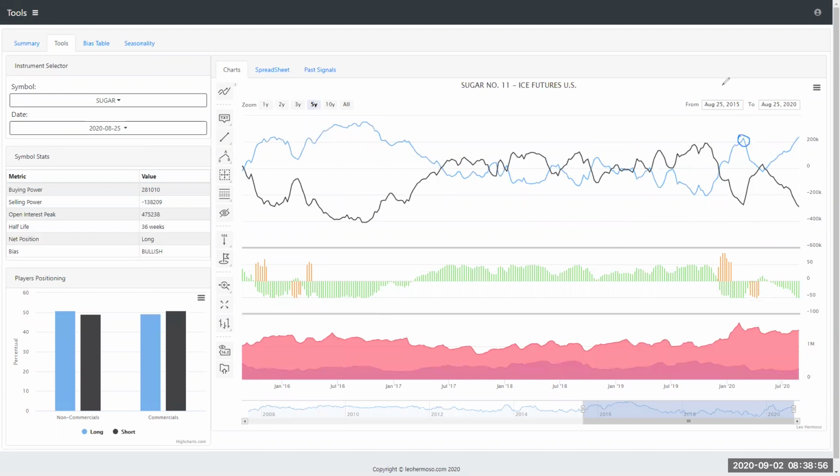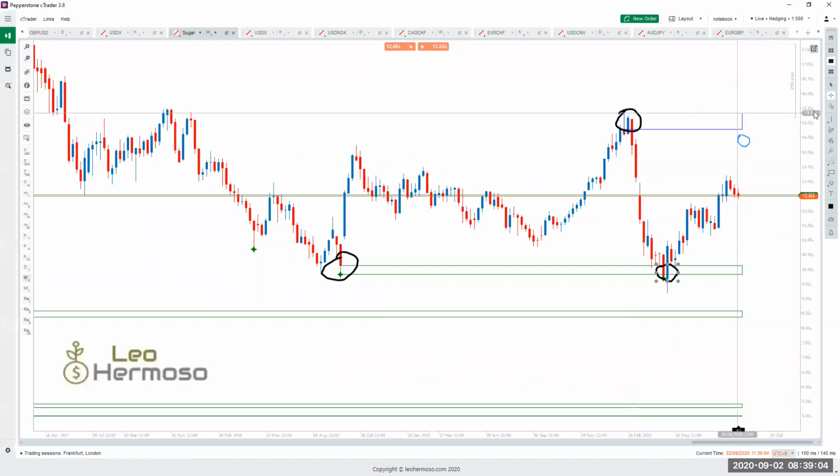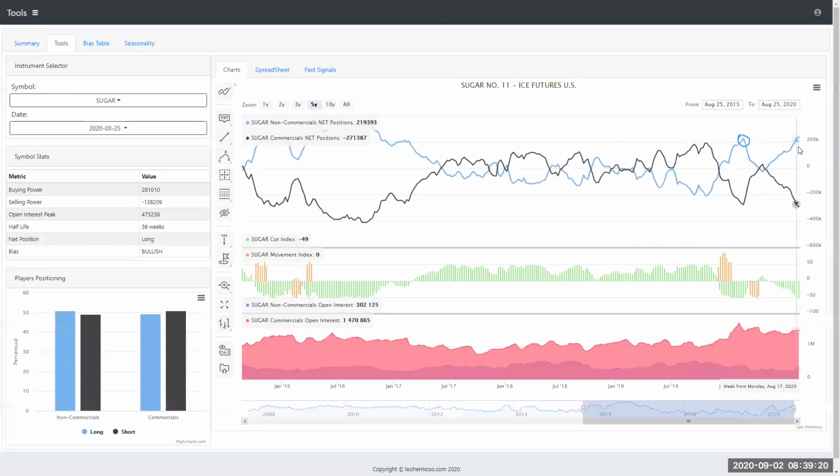So we are talking about, this was at the end of February of this year. So let's go to the end of February of this year. So, okay, it's exactly this candle right here. Okay, so right now we are at exactly the same level of positions. So I have right now a bearish bias on sugar.